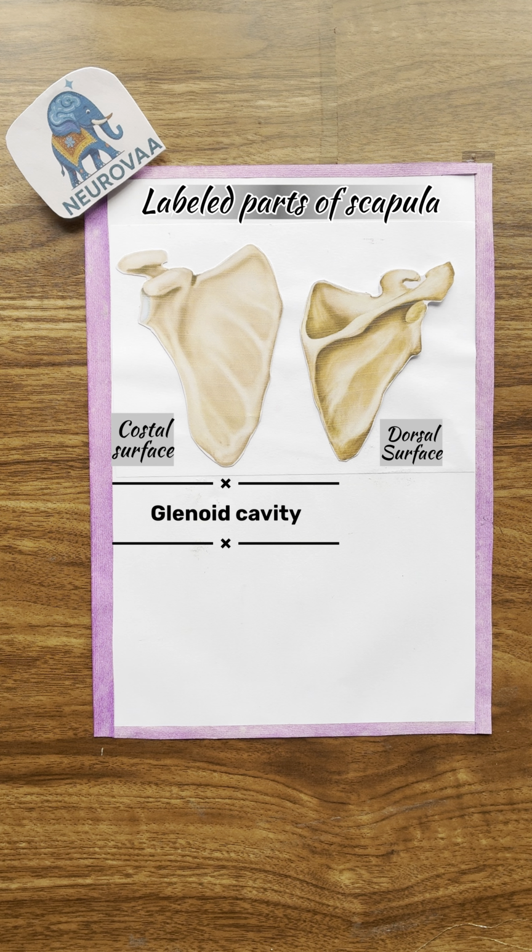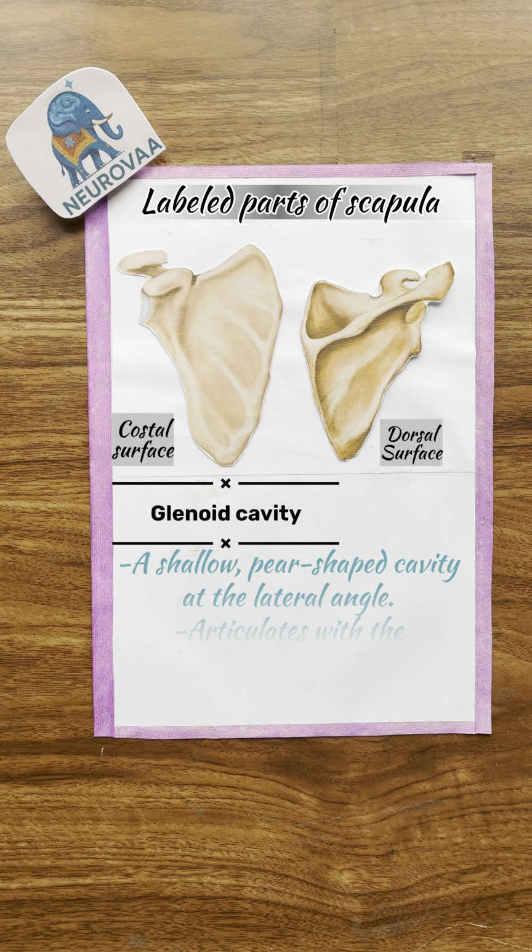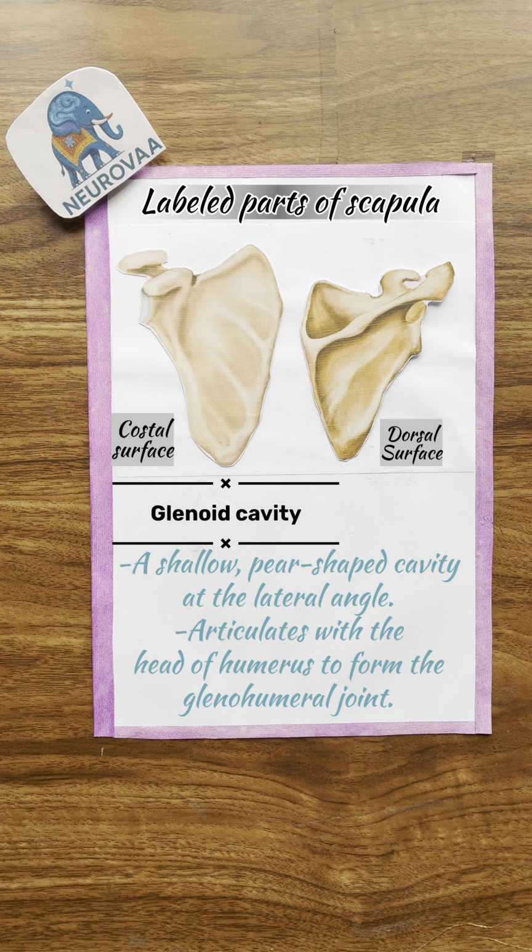Glenoid cavity, a shallow, pear-shaped cavity at the lateral angle, articulates with the head of the humerus to form the glenohumeral joint.